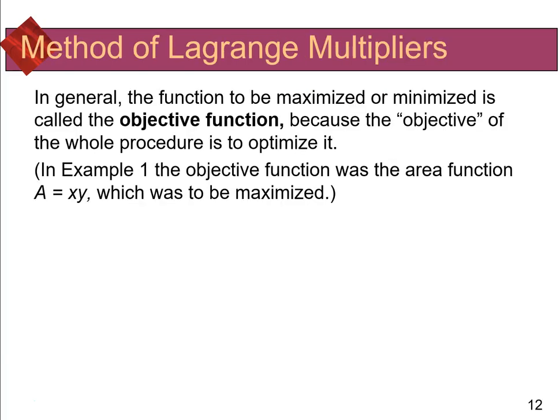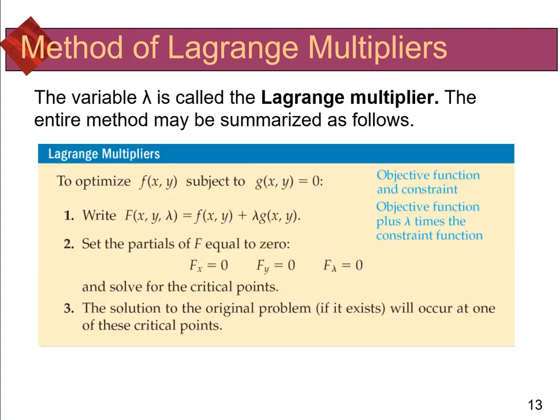So here they talk about the objective function. That's your f of x, y, your constraint function, your Lagrange multiplier. Here's the formula that I showed before. The Lagrange function is equal to the objective function plus lambda times the constraint function. You set these equal to 0, and then you solve the original problem.